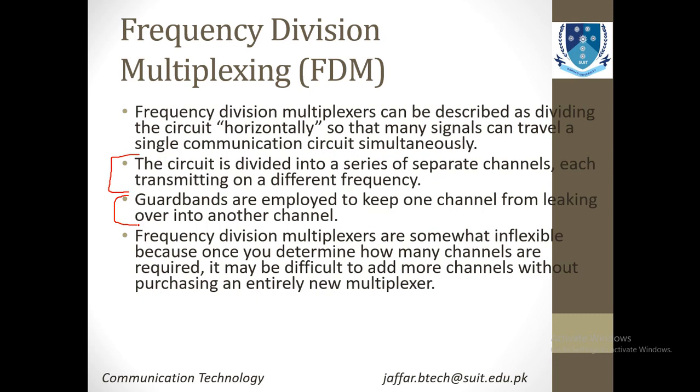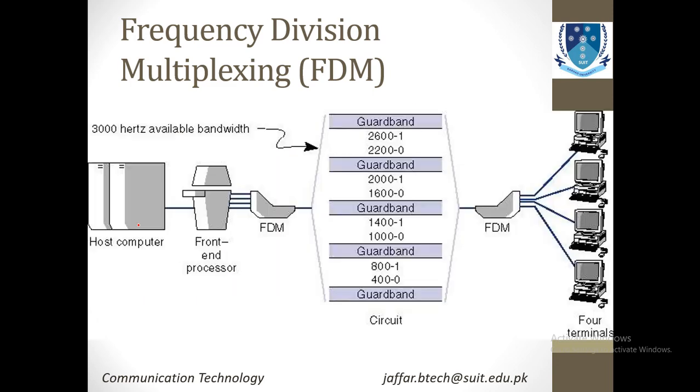So this is the major drawback of FDM, and in spite of this small disadvantage, FDM is vastly used nowadays. You can see the example given to you. Let's say this is the total 3000 hertz of available bandwidth, and you divide it.